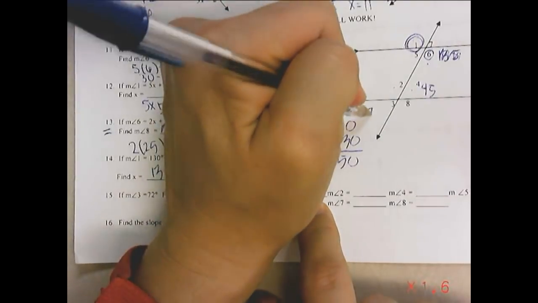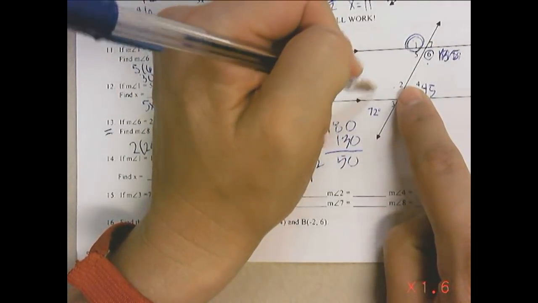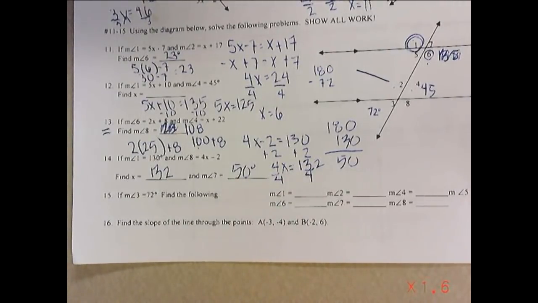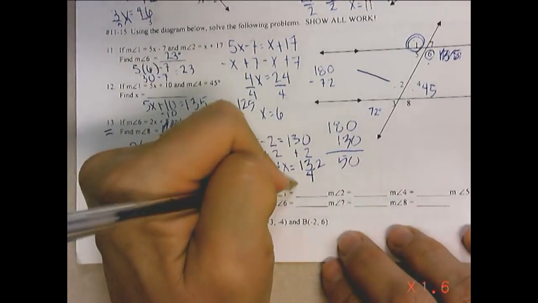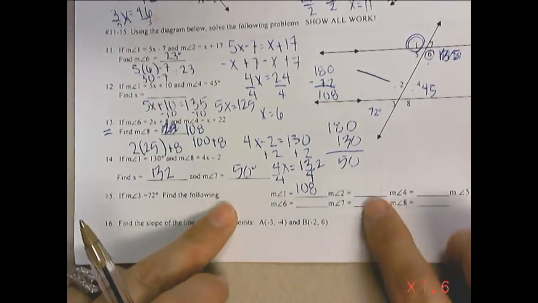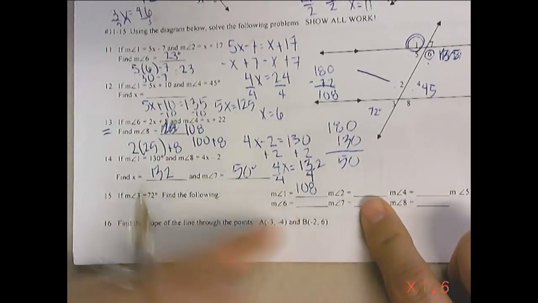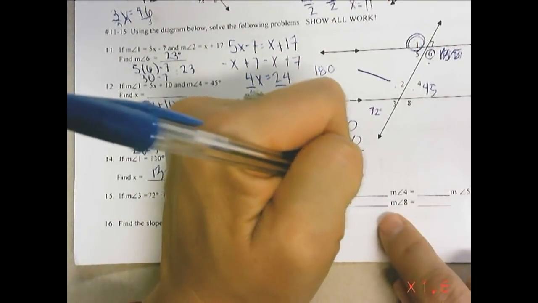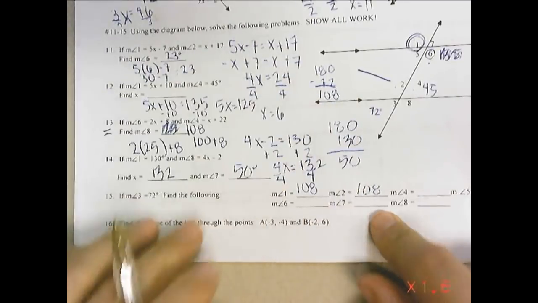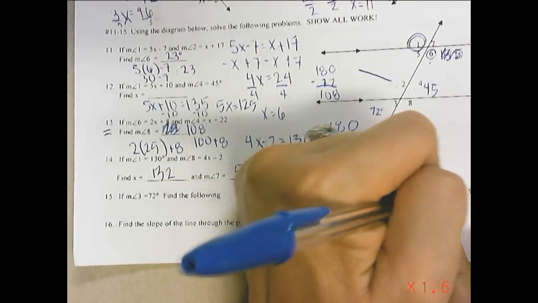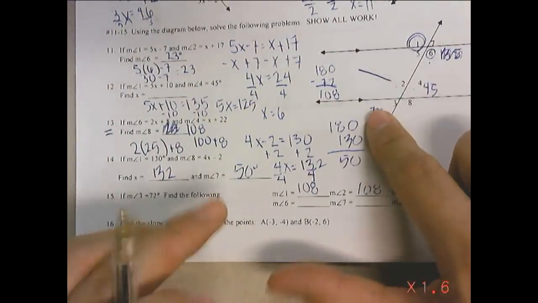Okay, so if this is 72 degrees, then angle 2 would be 180 minus 72, which should be 108. All right, and then we just solved for angle 2 because they are corresponding. So that is 108. And we also solved for angle 8 because they are vertical. So that is 108. All right, well, we look at angle 3 as 72.